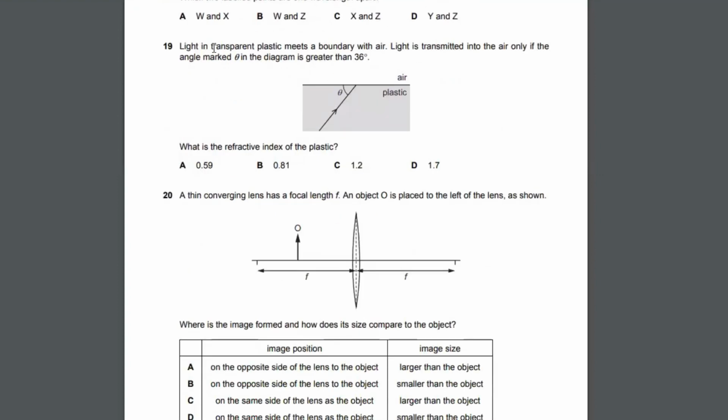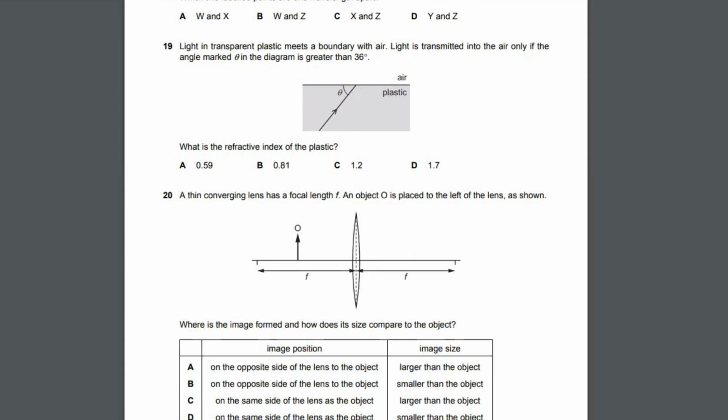Next question is, light in transparent plastic meets the boundary with air. Light is transmitted into air only if the angle marked theta in the diagram is greater than 36 degrees. So what is the refractive index of plastic?